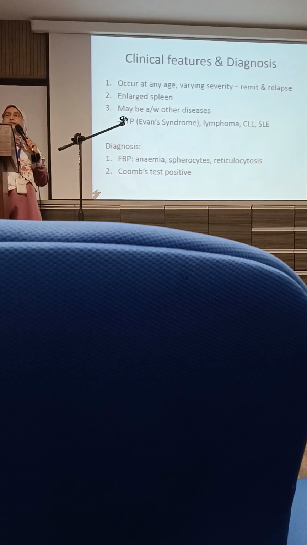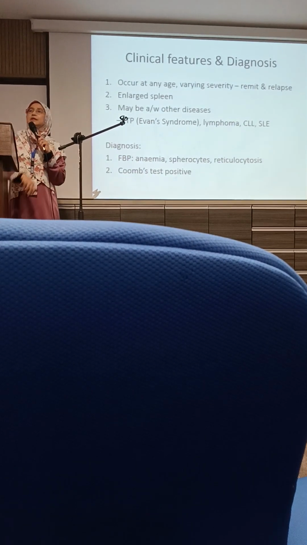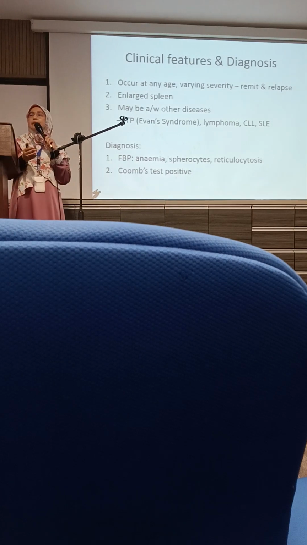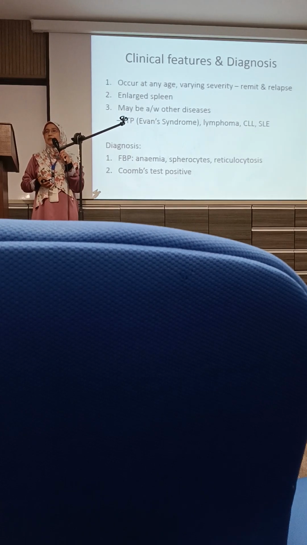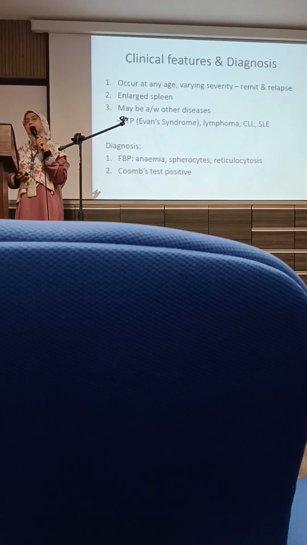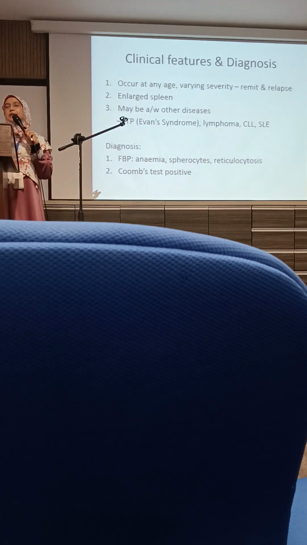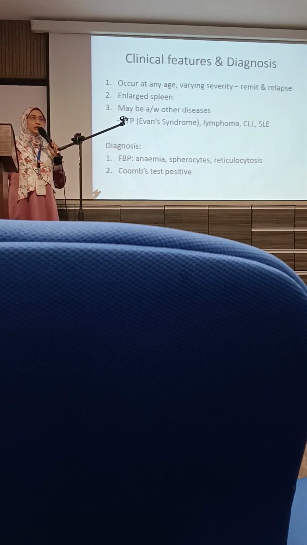So clinical features: it can occur at any age. The severity depends. Some can be severe, some are just mild, and they will remit and relapse. Sometimes present, sometimes not. And they have an enlarged spleen because it is extravascular hemolysis, and may be associated with other disease. The diagnosis is from the blood film, you will see anemia, spherocytes, and reticulocytosis. And you need to do Coombs test. It will be positive.